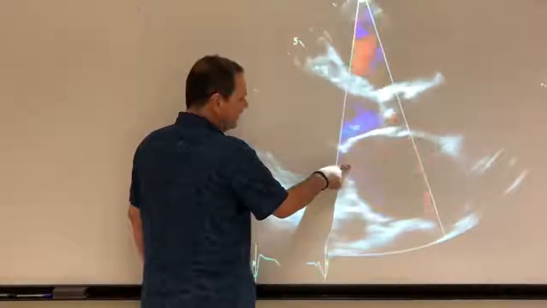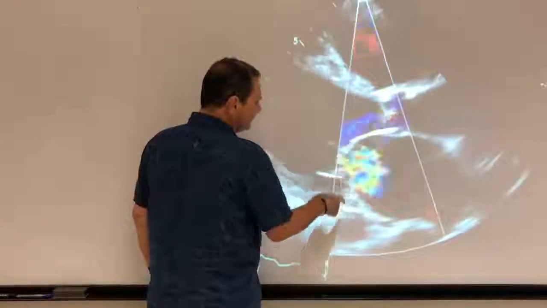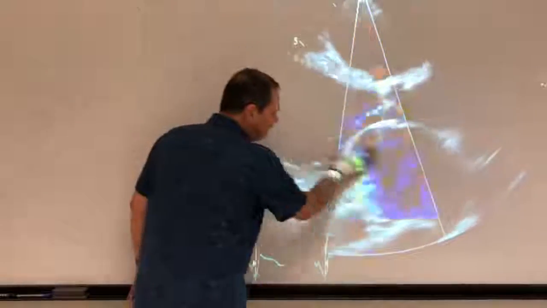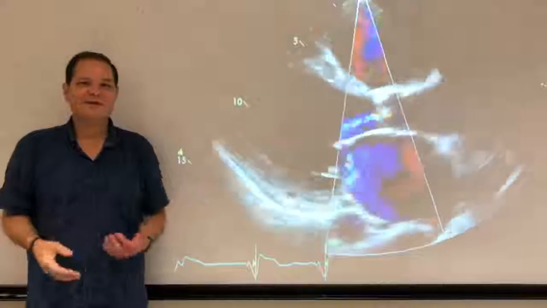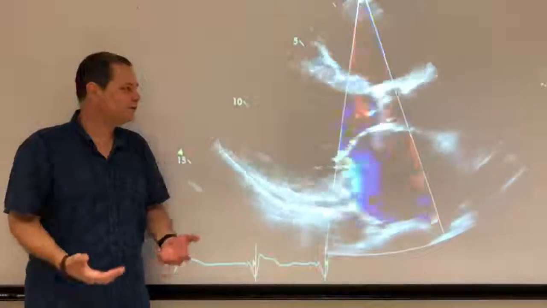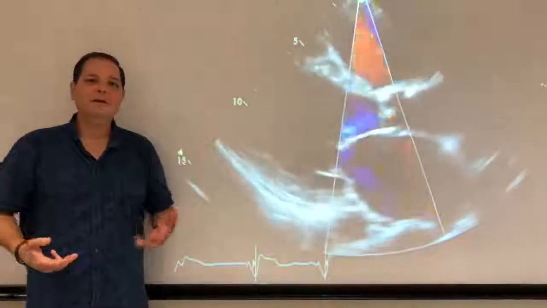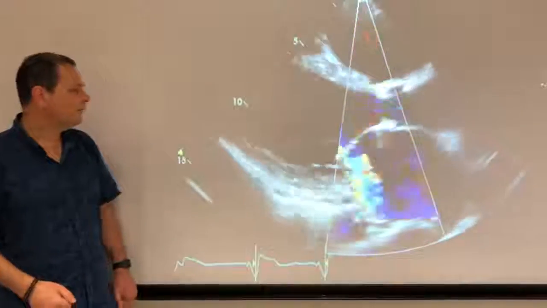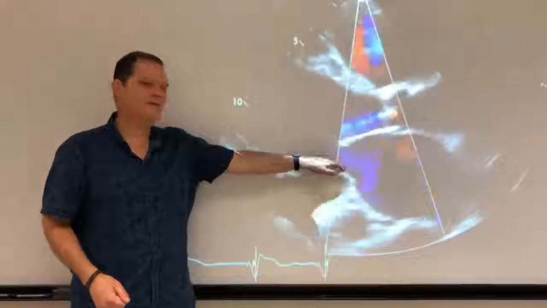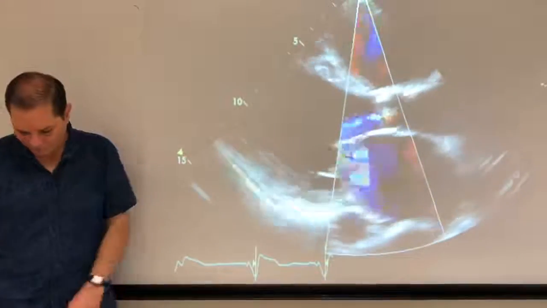When these leaflets come together, the valve is supposed to be closed and it's supposed to be preventing blood from flowing back into the atrium. You can see in this patient that that's not happening. Valvular insufficiency, fairly common in dilated cardiomyopathy. That is what's happening here. This is physiology gone bad. Okay?